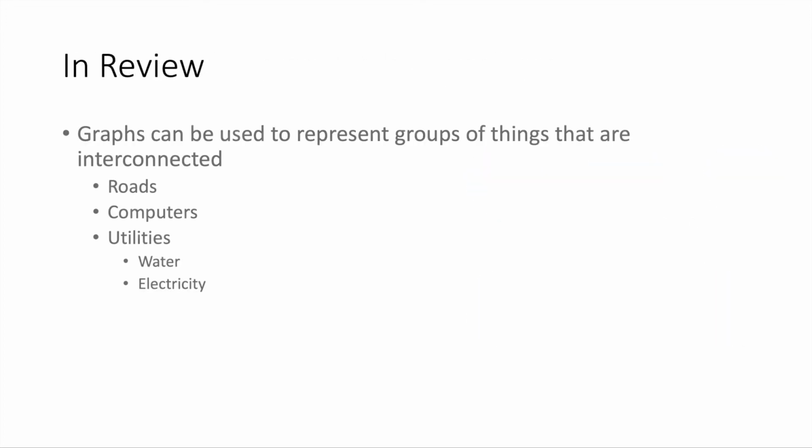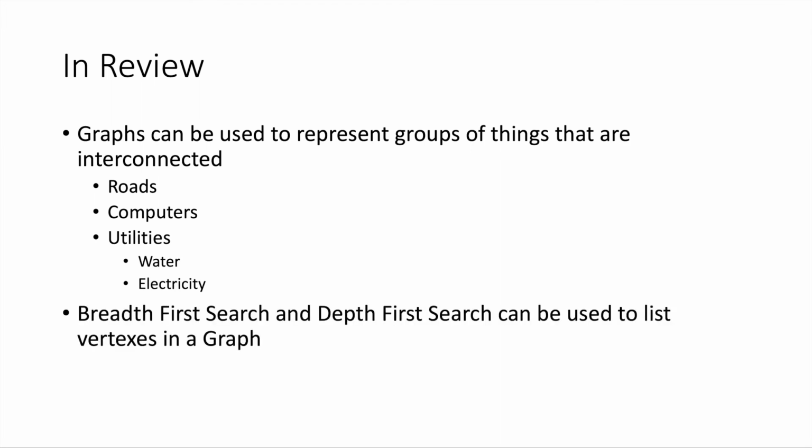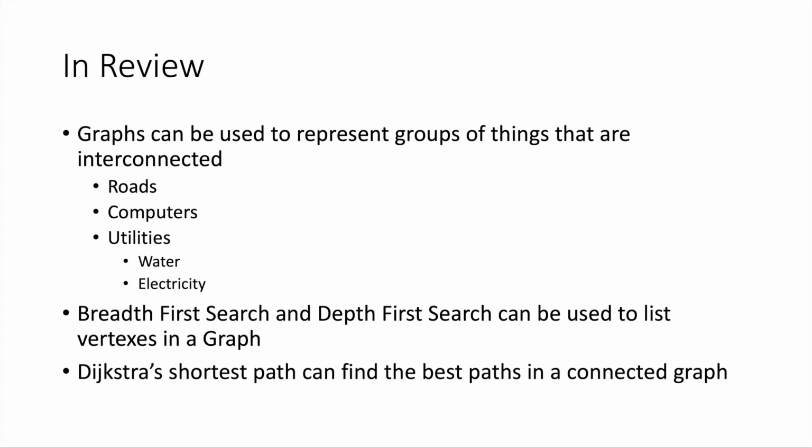In review, graphs can be used to represent groups of things that are interconnected. Examples of this include roads, computer networks, or utilities such as water or electricity. Breadth first search and depth first search can be used to list all vertexes in a graph, but they have some downsides. Dijkstra's shortest path can find the best paths in a connected graph.